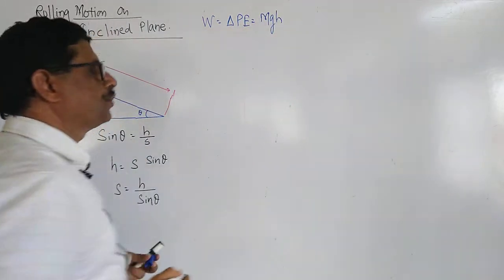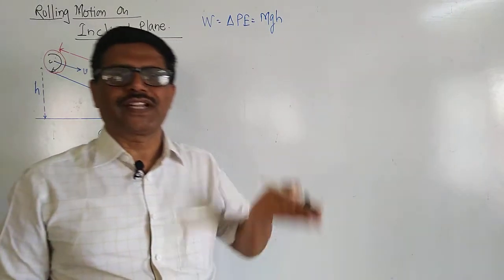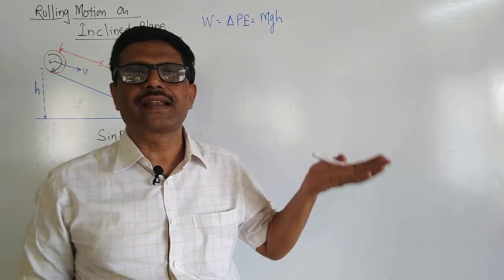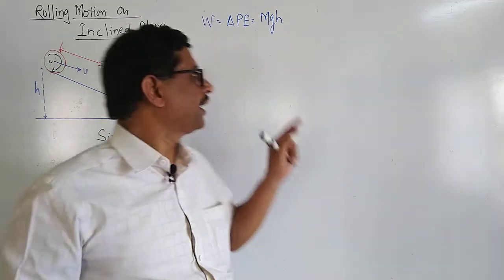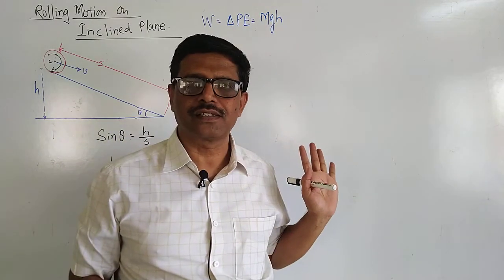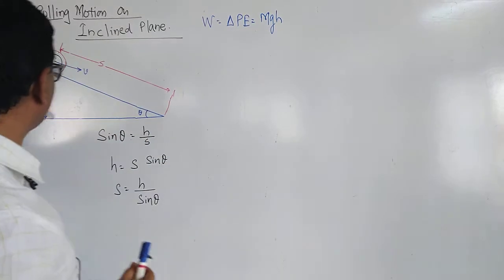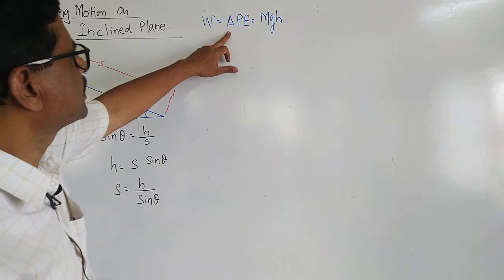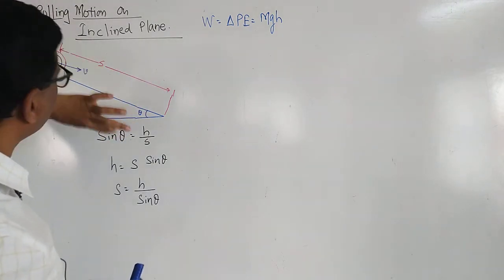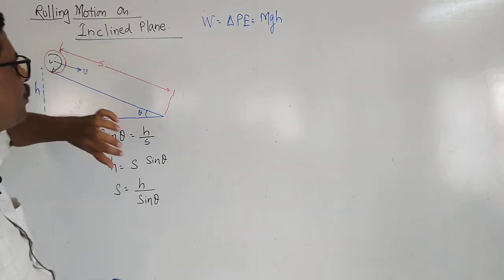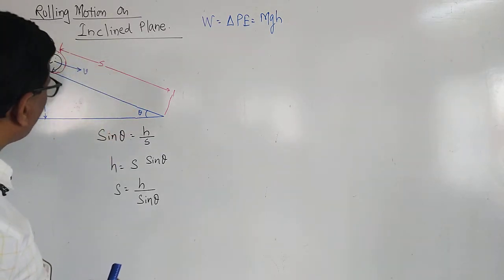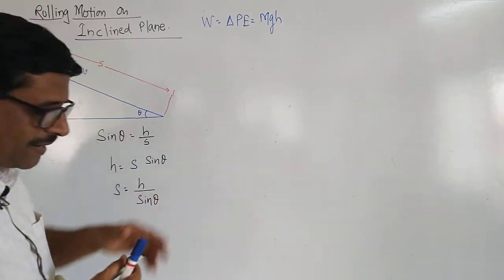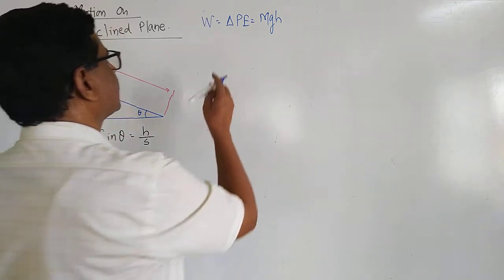This is the one thing that is known to us. When a body is lifted to a height h, the amount of work done on the body is the increase in the potential energy of that body, and the increase in potential energy in this case is mgh. When the body is lifted to a height h on the inclined plane, its increase in potential energy is mgh, and when the body is released from the inclined plane, it begins to move by rolling on the surface, and by rolling, its kinetic energy increases.